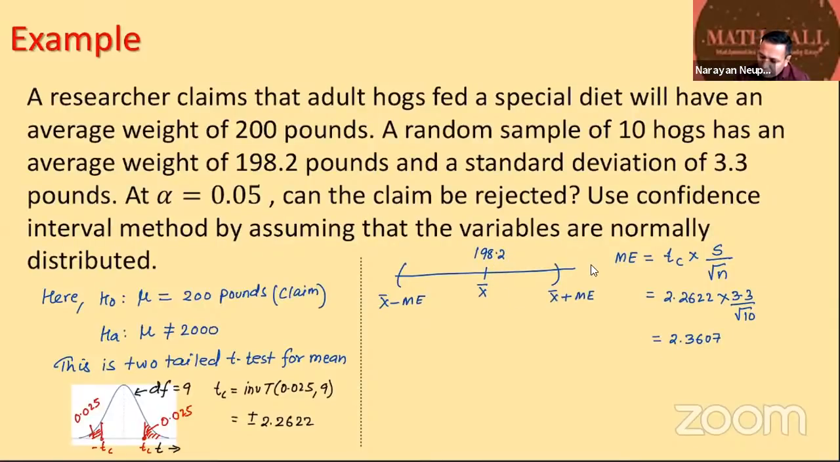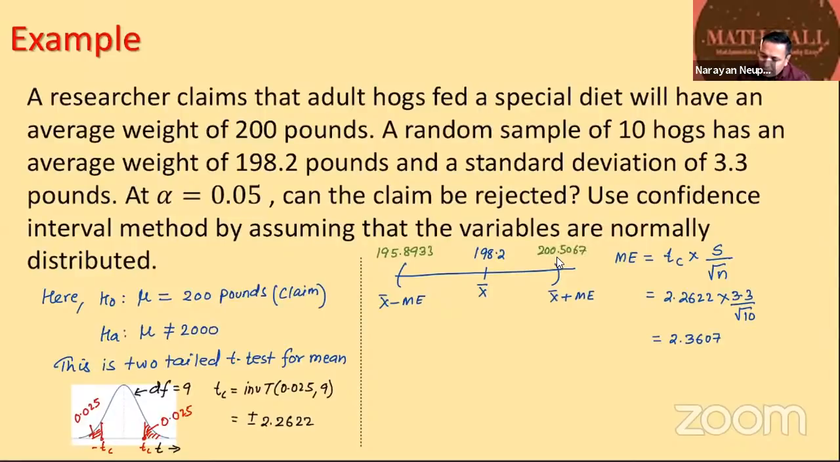If we perform this subtraction, 198.2 minus 2.3607, it is 195.8933. Similarly, if we add these two, 198.2 plus 2.3607, the upper boundary will be 200.5067.